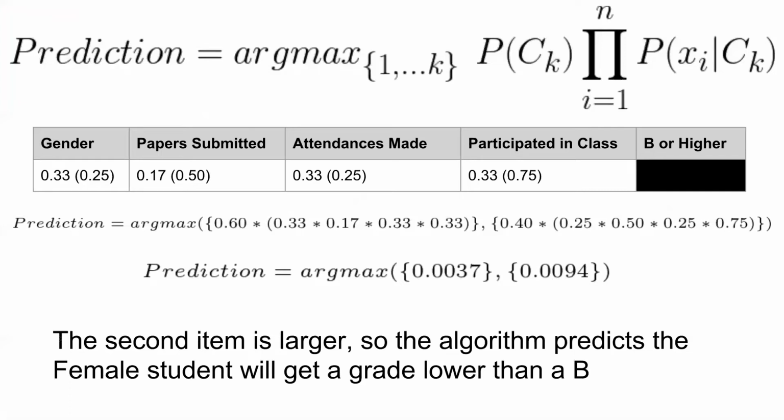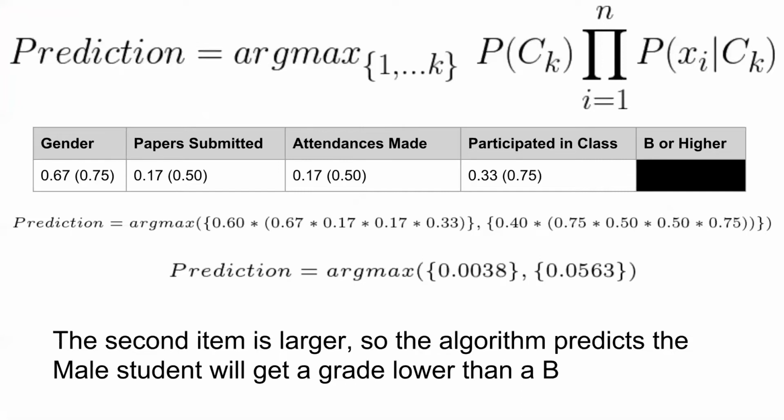Sorry about that. Okay, do the same thing for the boy, and he also has a much larger number over here on the predictor for the negative case. And I'm also going to predict that this student will get a grade lower than a B.